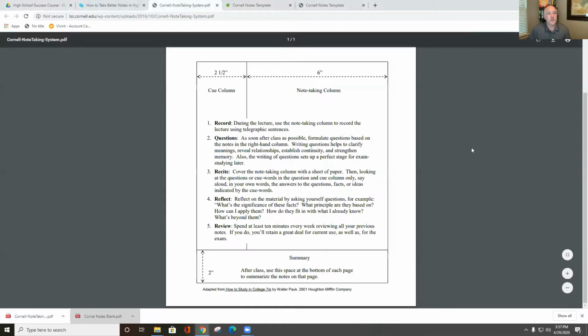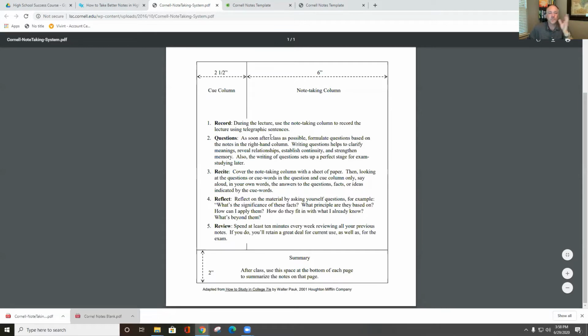Now, what do those mean? Okay, the left column is called the Q column. The right side is the note-taking column itself. And then at the bottom is your summary. Okay, and in some cases, I'll call this the essential question. Do you know exactly what you're focused on for that? Okay, so how do we use this?